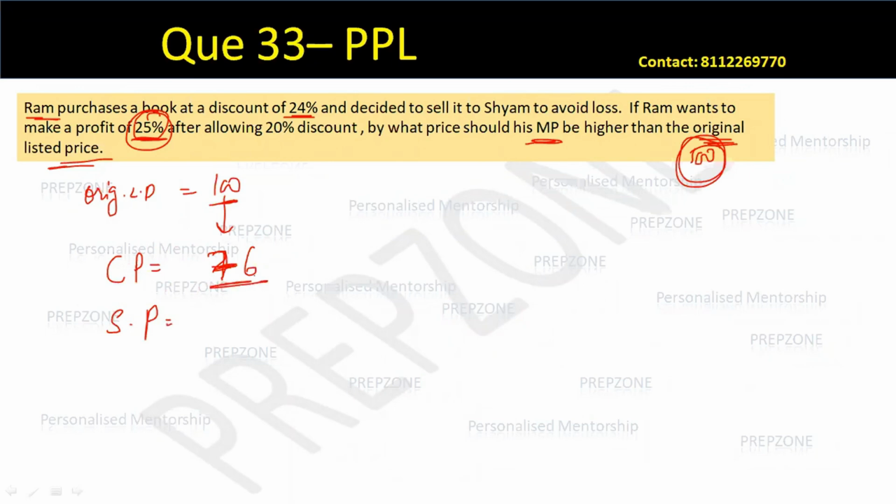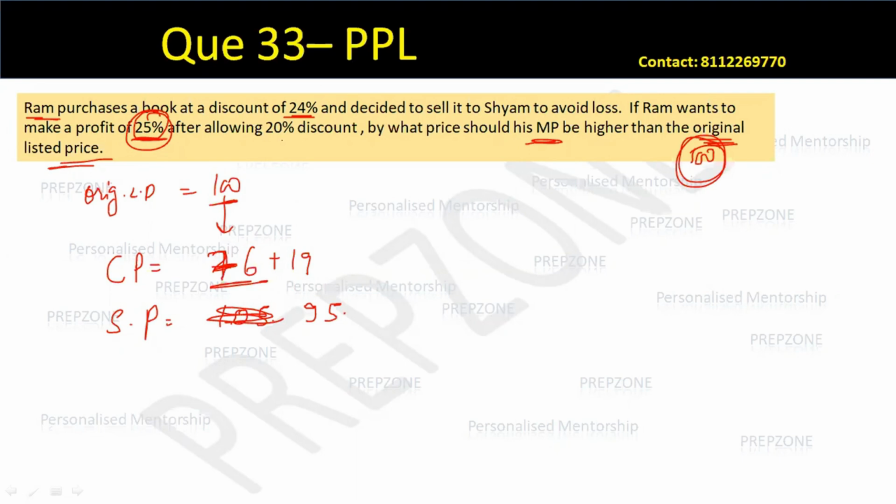1.25 times cost. His cost price is 76. Profit is 25% of this. 25% is 1/4. 1/4 of 76 is rupees 19. You will just add 19 here. This is what? 105. Sorry, 95. This is 95. My bad. This has to be 95. So this must be the selling price of Ram to Shyam.